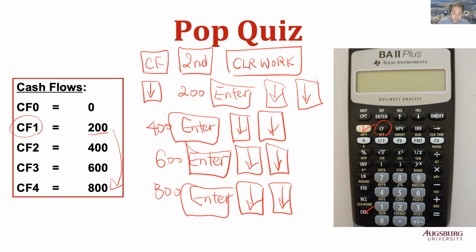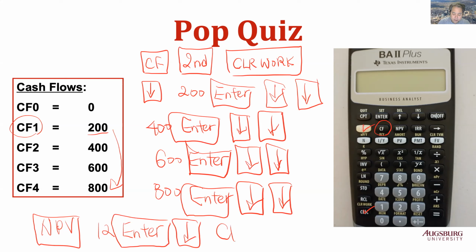Press NPV, and I equals 12, right? So 12, enter. Then you have I equals 12, and down, then press CPT. Compute, then NPV equals $1,432.93. That's the NPV. So that is the present value.